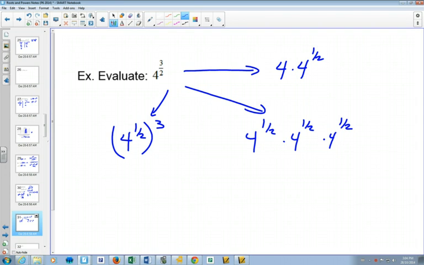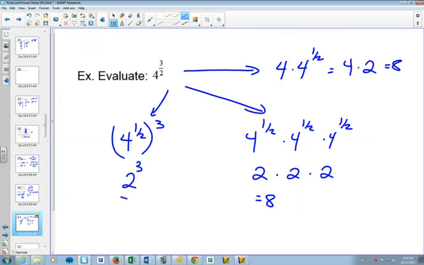4 to the 1/2 is the square root of 4. That's equal to 2. So here it'll become 2 cubed. Here it would become 2 times 2 times 2. And here it would become 4 times 2. Either way, you get 8. Generally speaking, if you're looking for what method to use, this tends to be an easier method to go to quickly. It doesn't take very much to write.